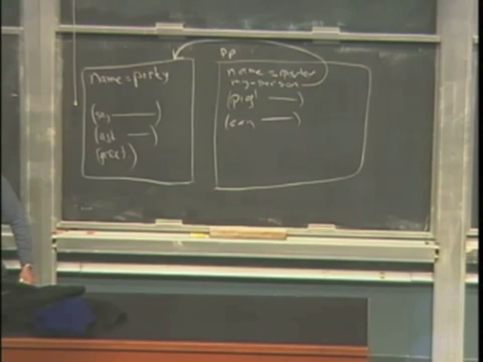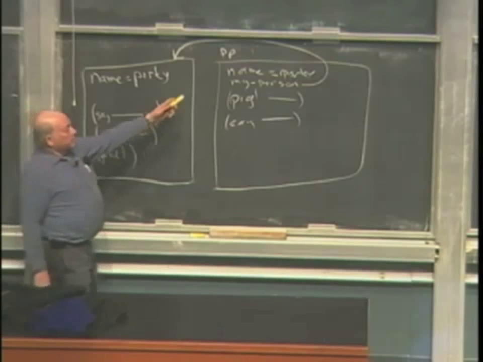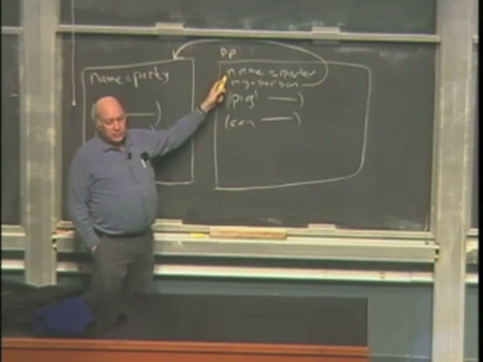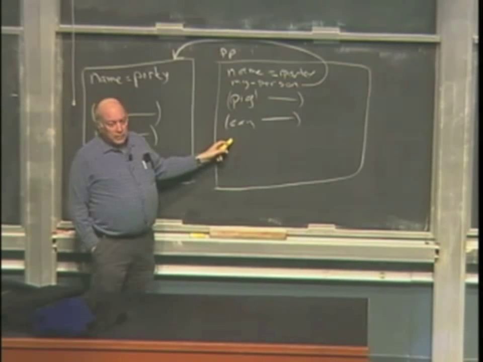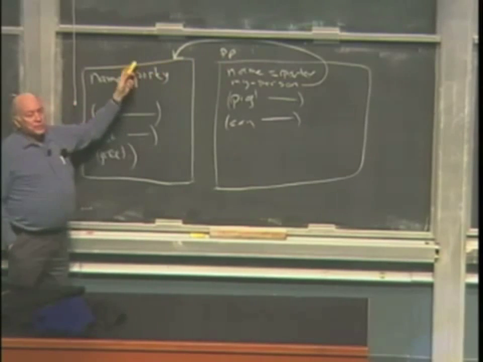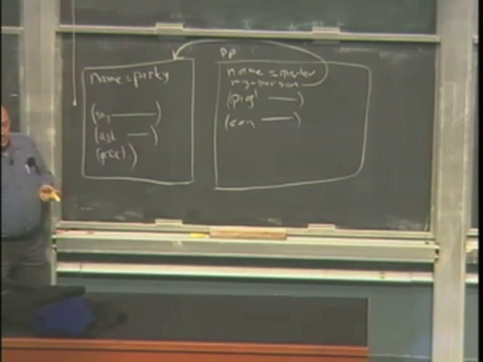So I send the message, ask, not play games in class, to this object. So this object says, do I have a method called ask? No, I don't. Ah, but I have a parent. And it just sends the message to the parent.